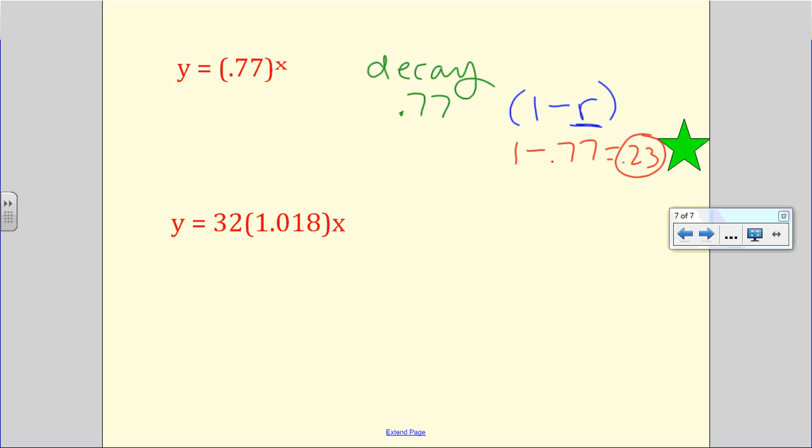That's going to give you your rate. You're going to kind of do the exact opposite. You're going to take what you have left. You're going to take that decay factor and subtract that from 1 to get your rate. So do we want to write this little step down? Some of you might want to. So if I have 0.23, ladies and gentlemen, how do I turn that into a percent? Times it by 100. 23%.